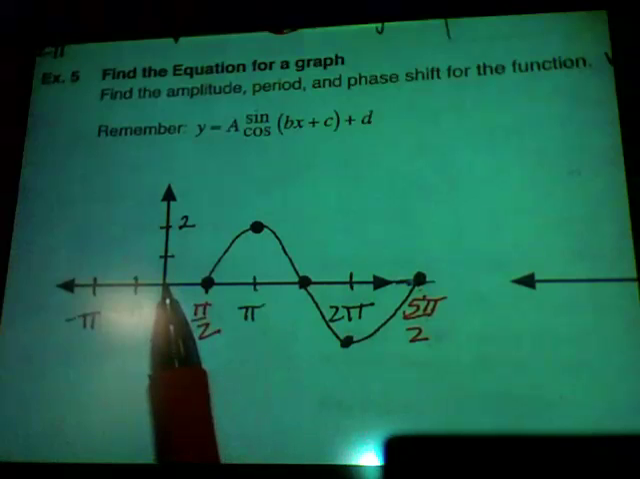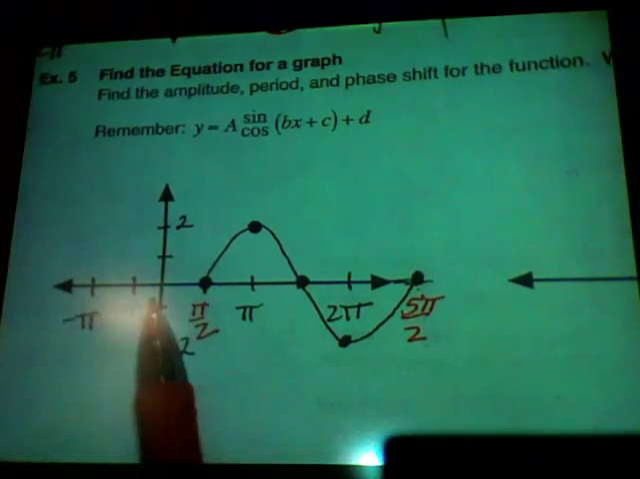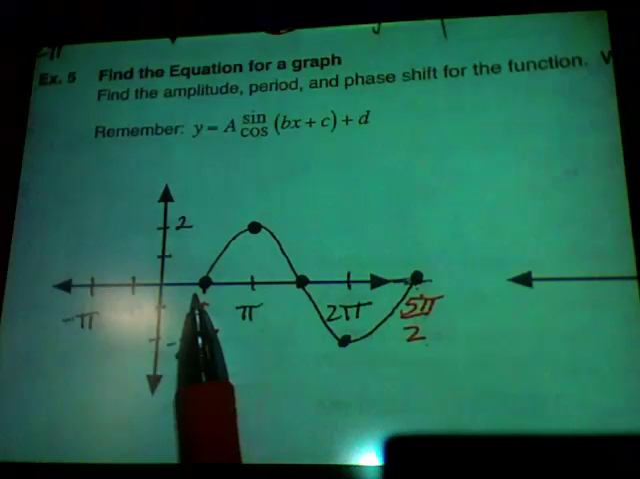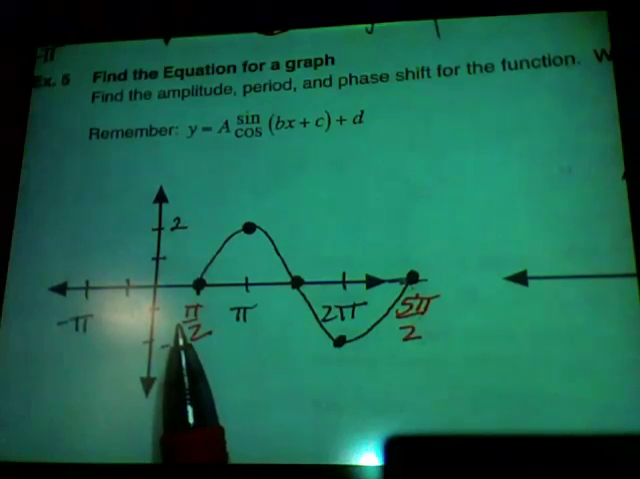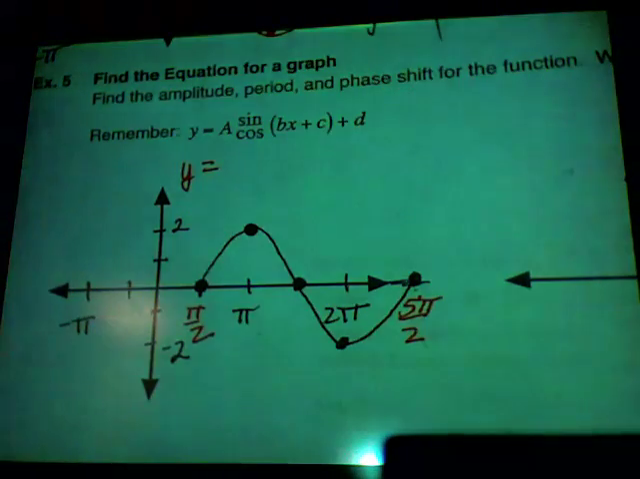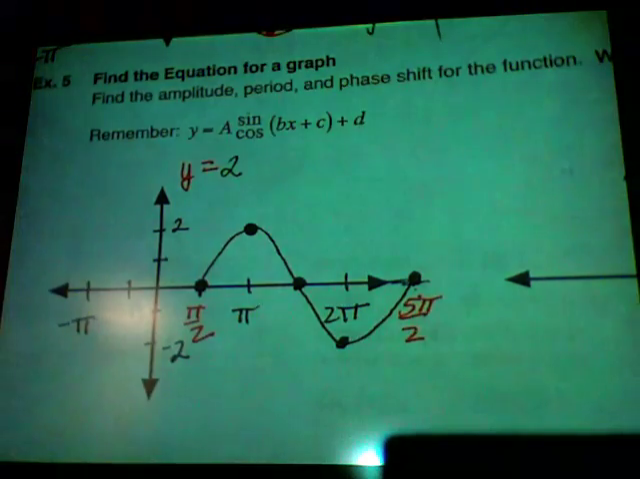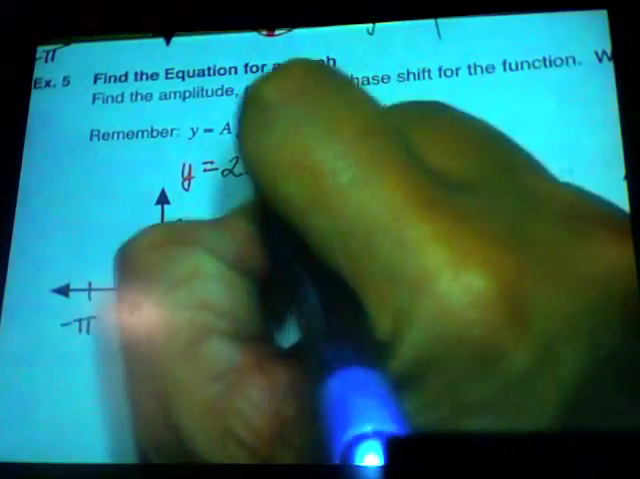Because it normally starts at 0, how far did it shift from 0 to the first point? 1/2 pi, right? That's our shift. And it shifted in what direction? Right. So we have y equals, because it's an equation, what was our amplitude? 2. And then what did you say it was? Sine. Because you have to choose sine or cosine.